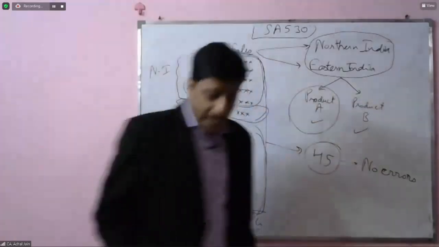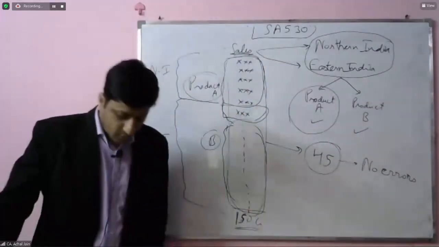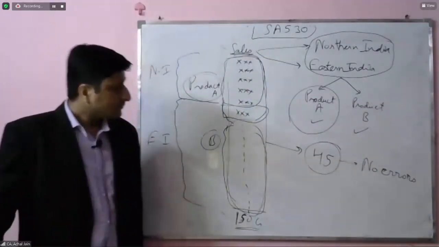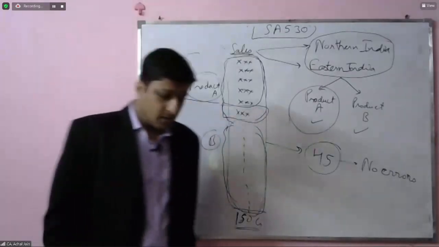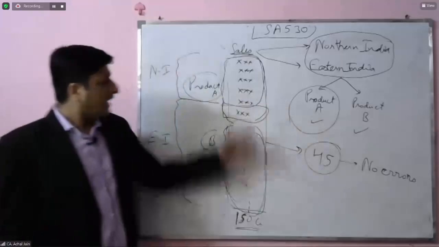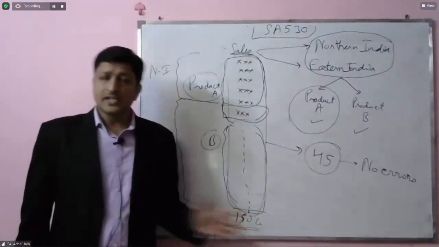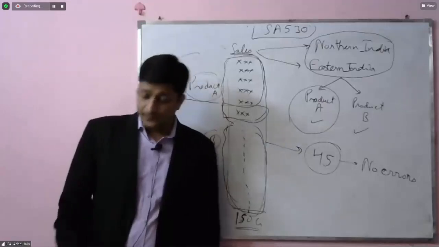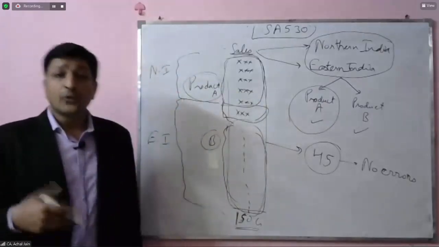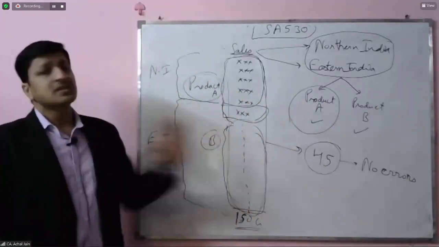If these are all error-free, no misstatements, no problems, then the conclusion of the auditor would be that the entire population is all right, means entire population is absolutely fine. So the auditor will draw the conclusion based on the sample selected.